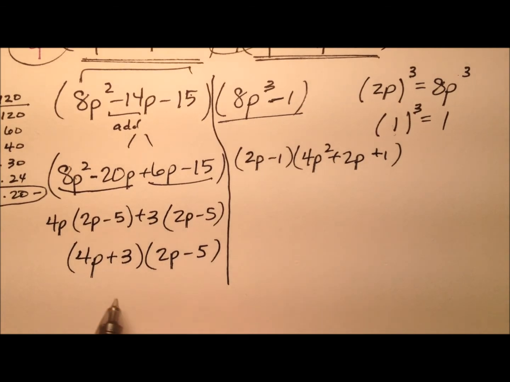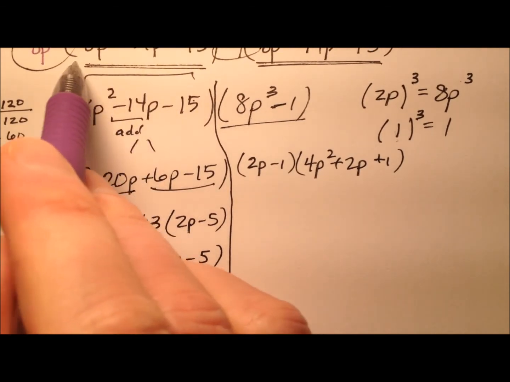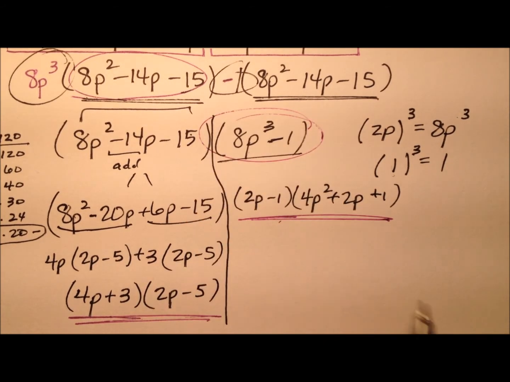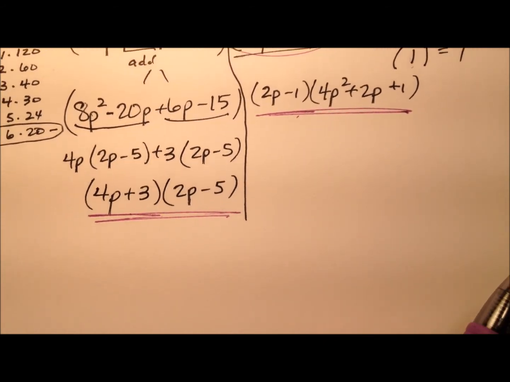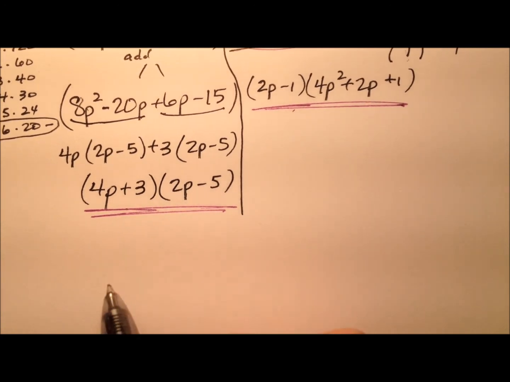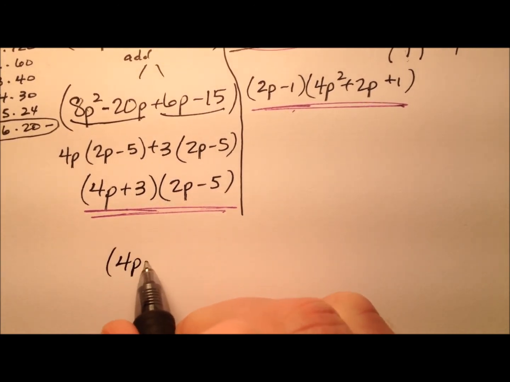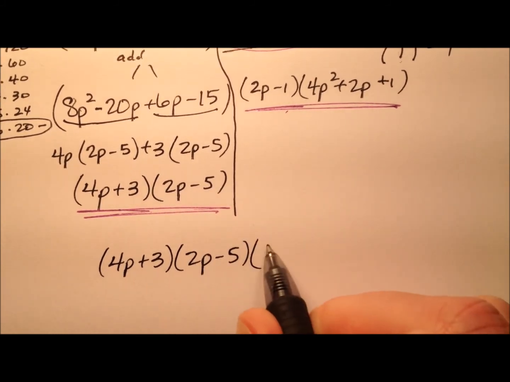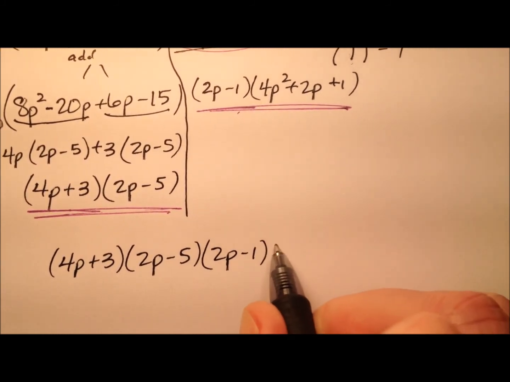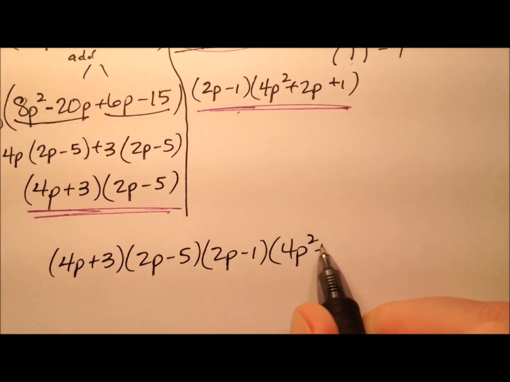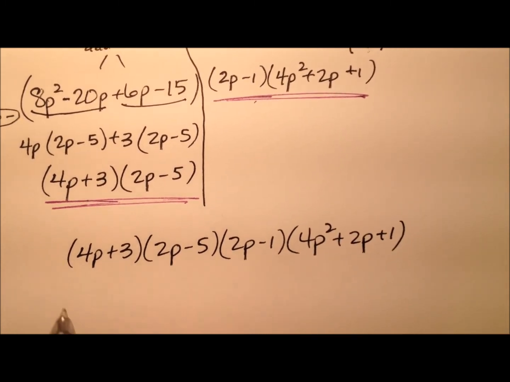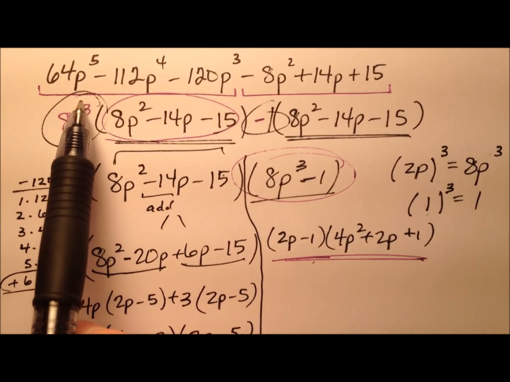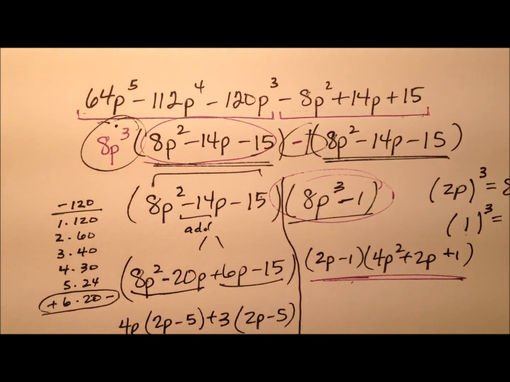So here we have these 2 factors from here, and here we have these 2 factors from here. So let's go ahead and put it all together, and we see that we have 4p plus 3, 2p minus 5, 2p minus 1, and 4p squared plus 2p plus 1, for my entire factorization for this initial algebraic expression with 6 terms.